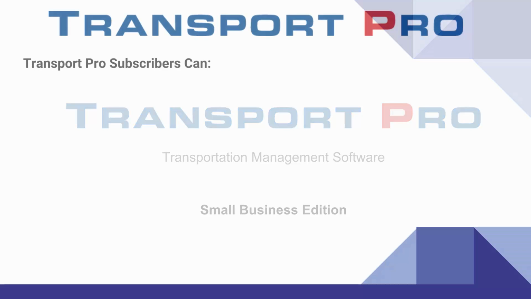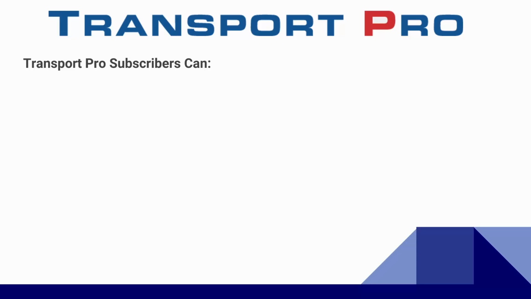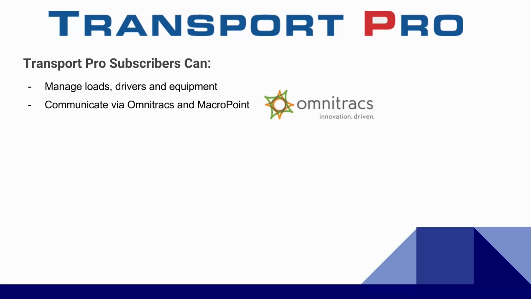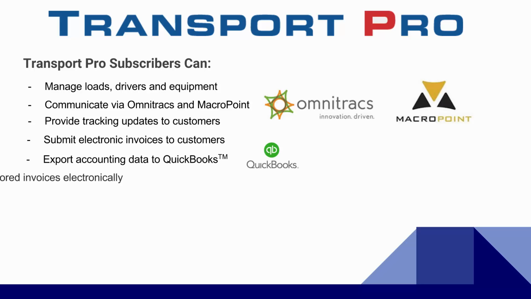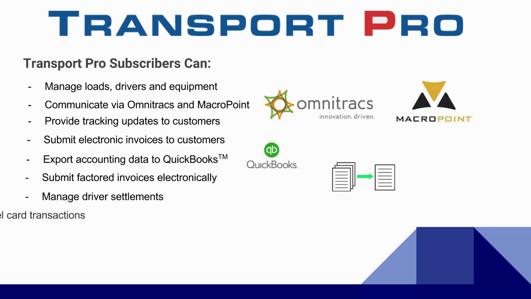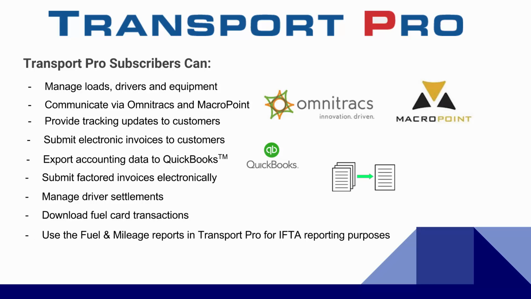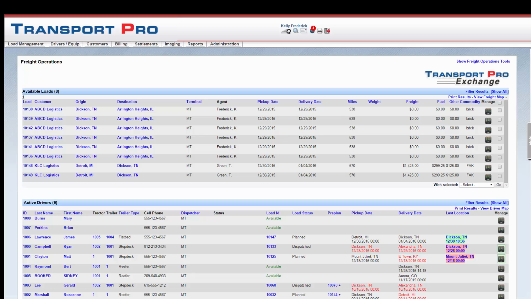Transport Pro's small business software allows you to manage loads, drivers, and equipment, communicate via OmniTrax and MacroPoint, provide tracking updates to customers, submit electronic invoices to customers, export accounting data to QuickBooks, submit factored invoices electronically, manage driver settlements, download fuel card transactions from major fuel card providers, and use the fuel and mileage reports generated in Transport Pro for IFTA reporting purposes. Let's take a look at the Transport Pro system.